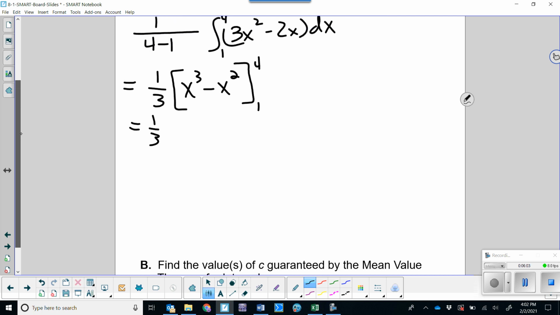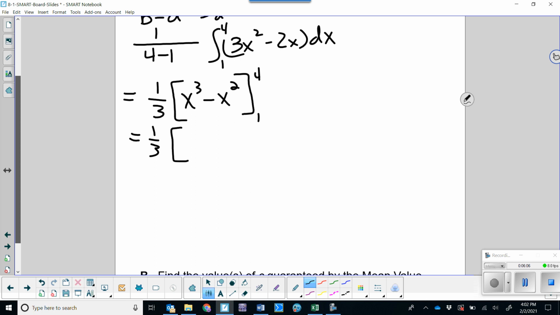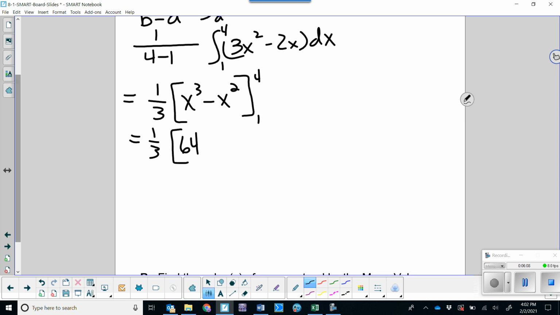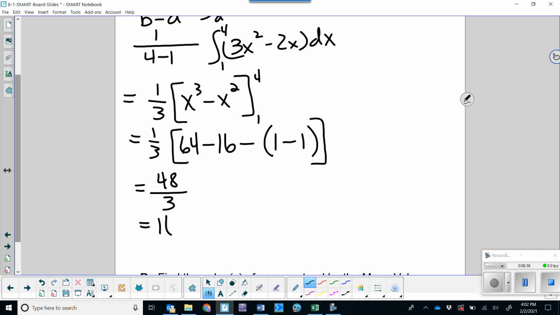And then I'm going to plug in. So I'm going to have 1/3. I'll have 4 cubed is 64. If you don't know what it is, just write 4 cubed. Minus 4 squared is 16, minus parentheses, and then you need to plug in 1 for both of those. And like I said, when you're plugging in for that second part, I would literally go ahead and always actually do it so you don't end up thinking there's never an answer there. But I have 64 minus 16 over 3 is going to be my answer.